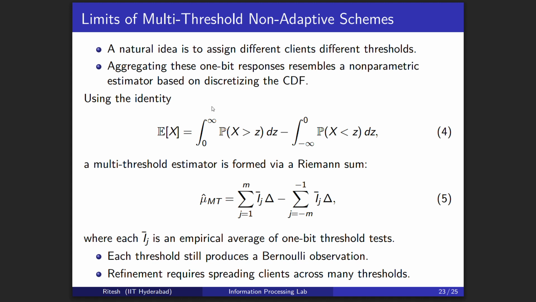If we use this quantity, then the expectation will be like this, equation 4. And a multi-threshold estimator can be formed by a Riemann sum, and this will be estimated, where each interval, this I_j, is an empirical average of a one bit threshold test, and each threshold still produces a Bernoulli observation, like 0 and 1. And refinement requires spreading clients across many thresholds, because we are having many thresholds. So decoding will be hard.